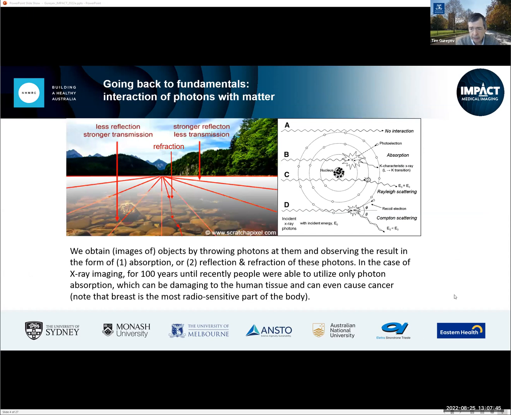And in order to explain this work, I have to temporarily go to the fundamentals of the X-ray physics and remind the audience that we see objects usually effectively by throwing photons at them and observing the result of the interactions of those photons with the object. And the most frequent interaction channels are absorption, reflection, and refraction. And by the way, of course, it can be not just photons, it can be electrons or other particles used in imaging, but we use X-ray photons in this work.